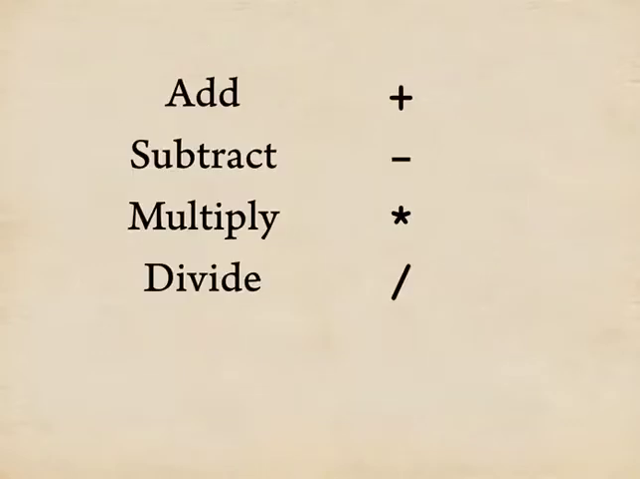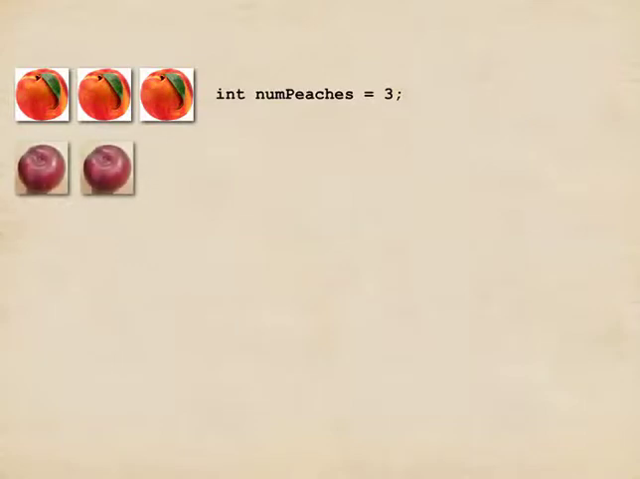So in a nutshell, this is what we have to work with. We can add, subtract, multiply, and divide, and we organize our operations by using the parentheses. Let's see this in one more example. Let's go back to the fruit stand, and suppose that we have 3 peaches, and we want to keep them in our inventory. So we create a new variable called num peaches, and assign it the value 3. And we have a very well-stocked fruit stand, so we have 2 plums, and we create a new variable called num plums, and give it the value 2.